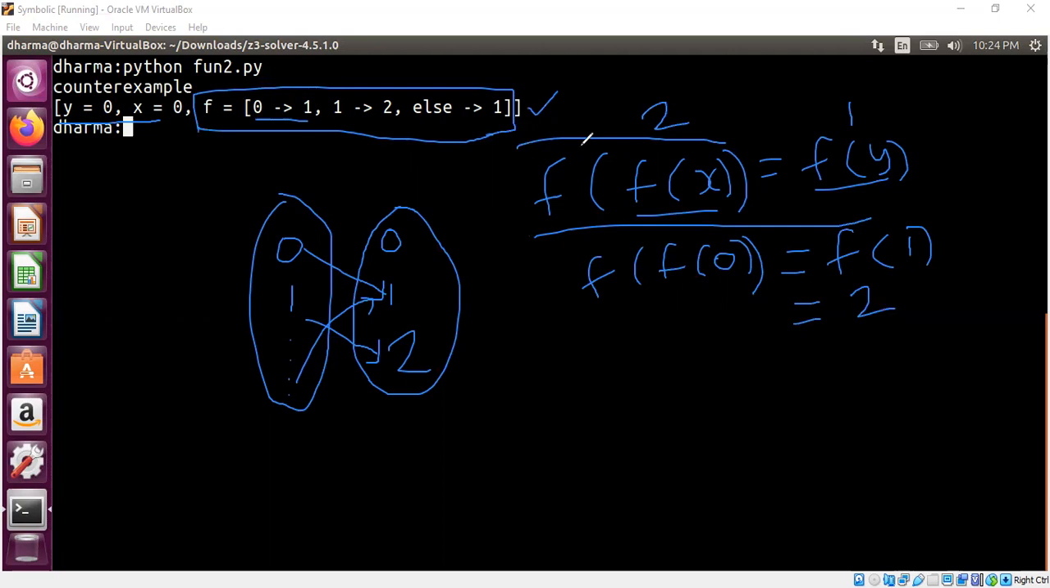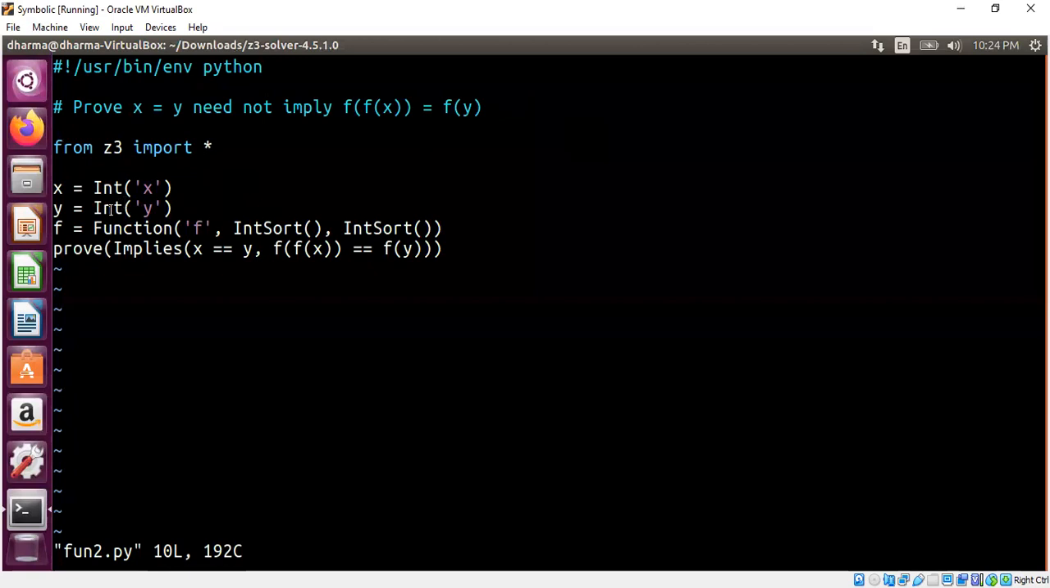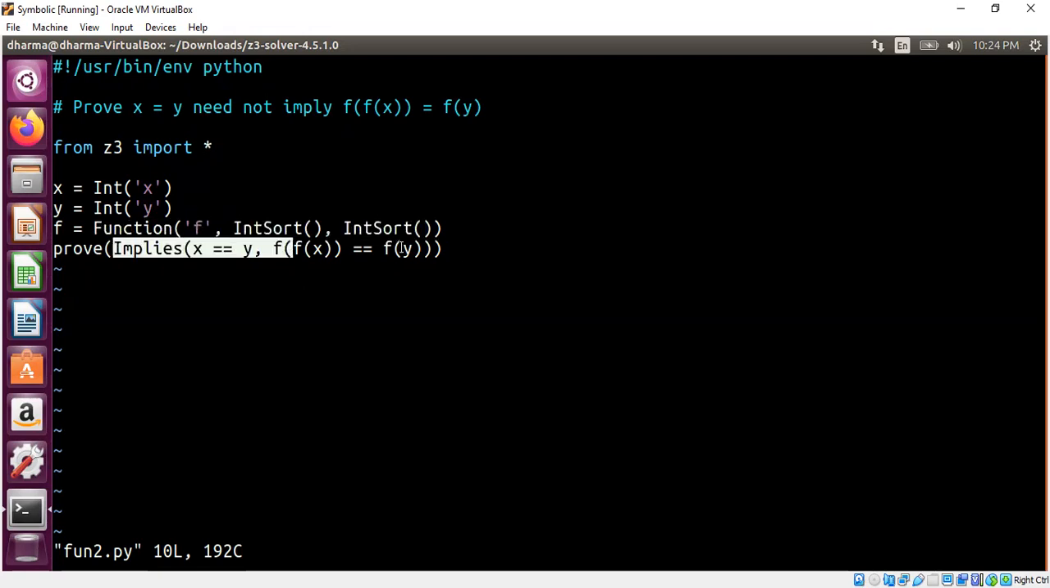Okay, that's all. So to sum up very quickly, all you have to do is create your function. The function itself is not defined. We are asking Z3 to come up with a function which either proves or disproves this claim. When it is disproved, you get a concrete function. When it is proved, you don't get a concrete function because it's true for all possible functions. That is the idea. Okay, that's all.